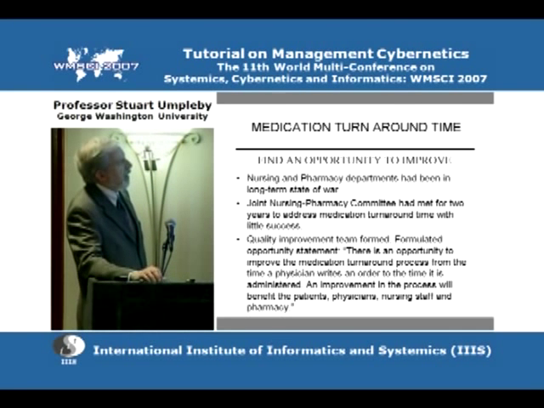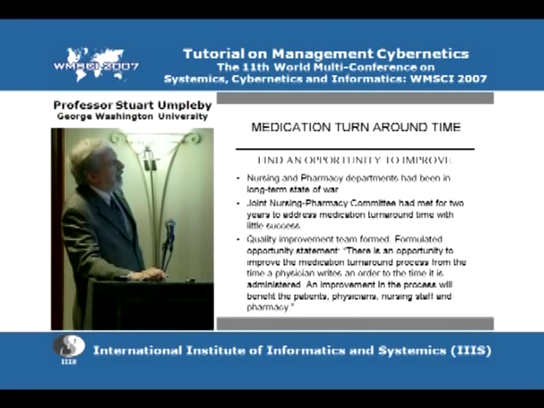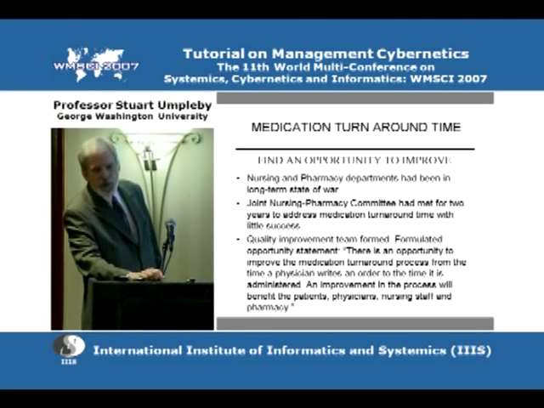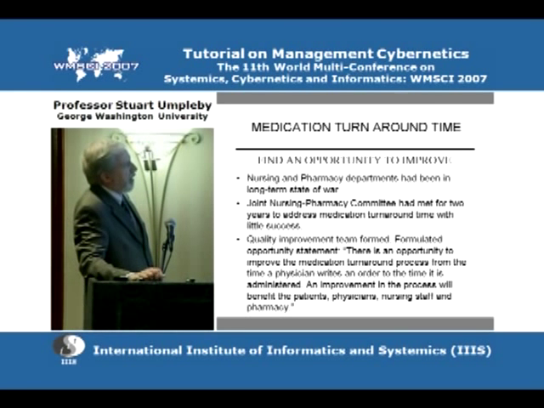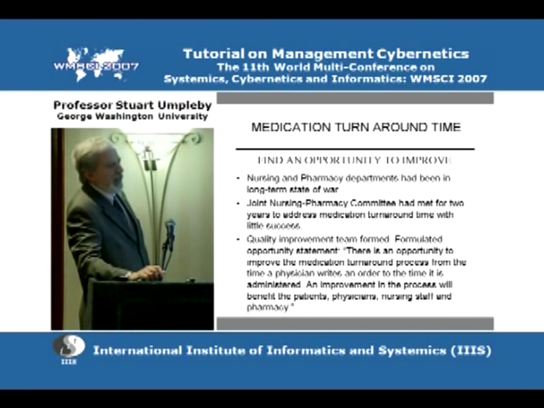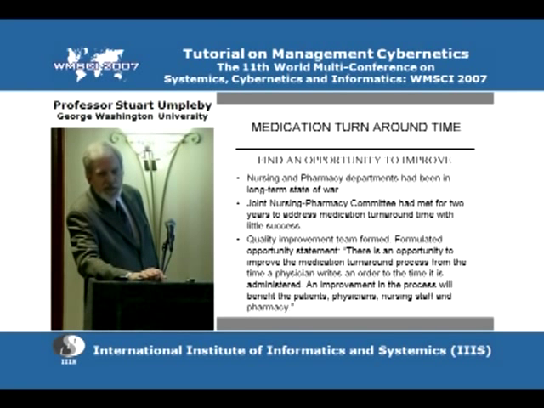Now, there are two departments in the hospital, nursing and pharmacy. They had been in a long-term state of war. This sometimes happens in organizations. They were blaming each other. They had formed a committee that had met for 2 years to address this problem. But mostly they just pointed fingers at each other and didn't make any progress.